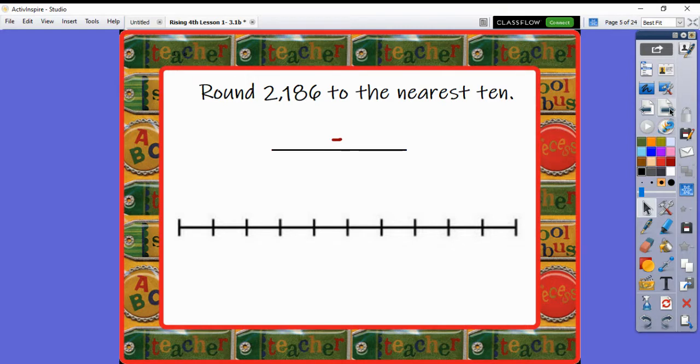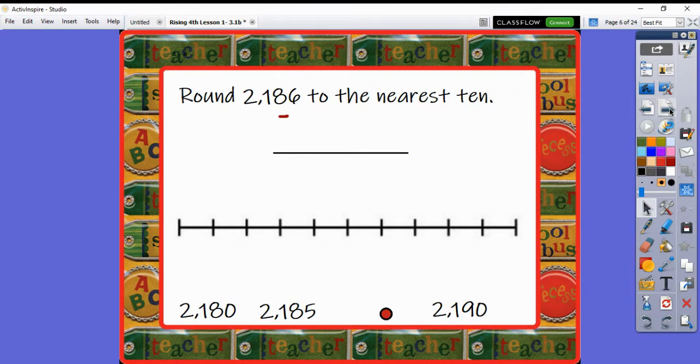All right, so say we have the number 2,186, and we're rounding that to the nearest 10. All right, I have to think about what digit is in my tens place and what the value of that digit is. All right, press pause if you need to draw out your number line, and then press pause again if you are ready to check your work.